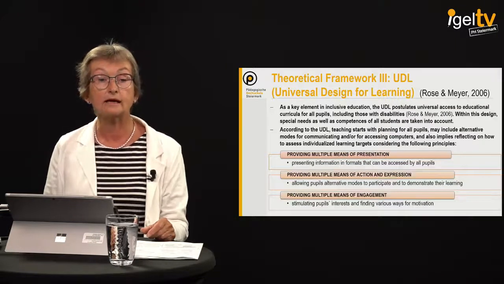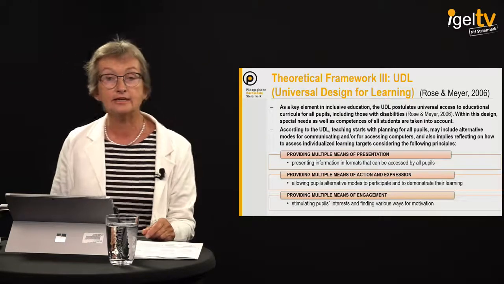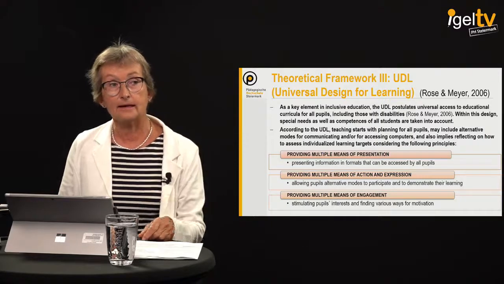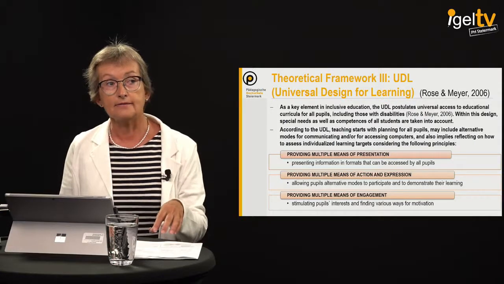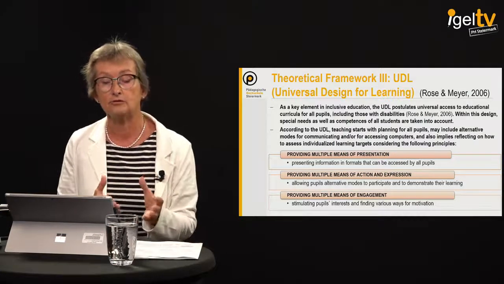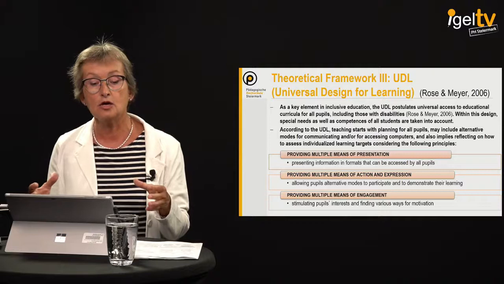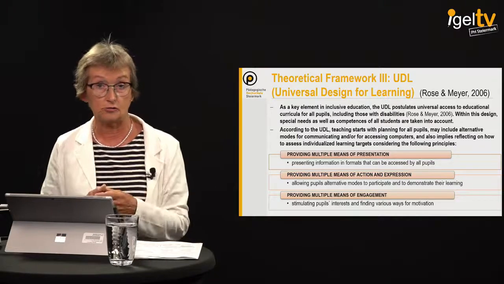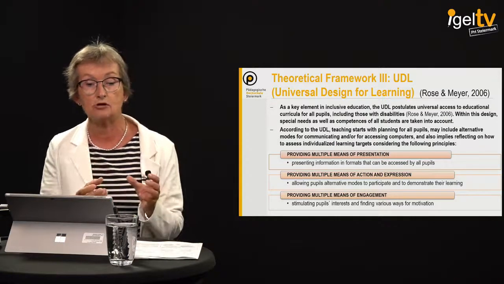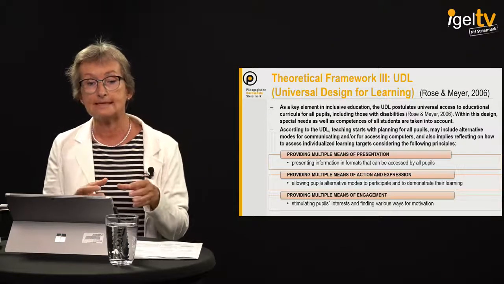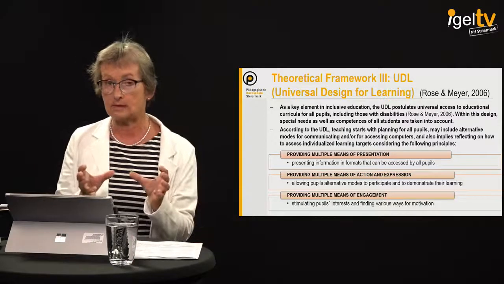And the third theoretical framework is the UDL, Universal Design for Learning. This one originates in the USA. It followed the Individuals with Disabilities Education Act, a law that was the prerequisite to enable students, no matter how severely impaired they are, to attend regular schools. And of course, being educated in regular schools, pupils with disabilities need certain aids and prerequisites. They just need certain measures being taken.